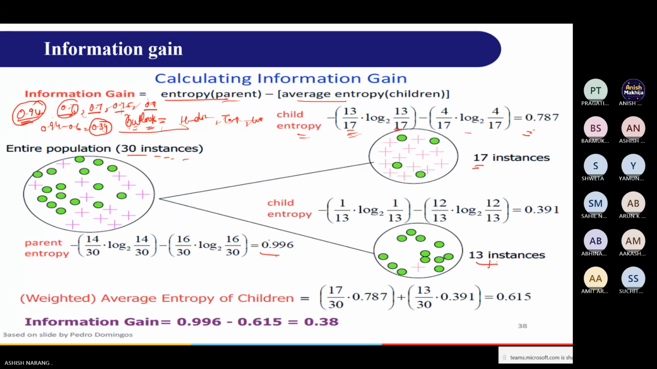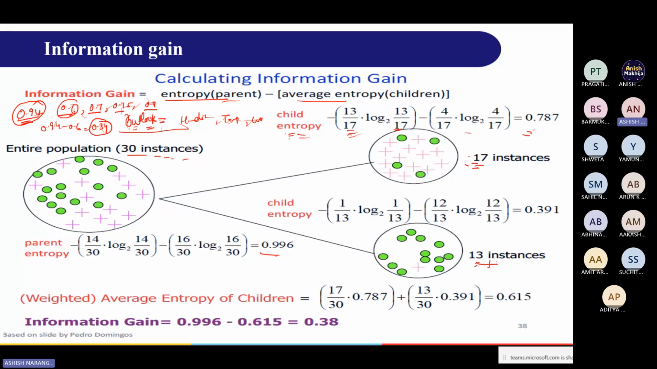Now, what is the average entropy? If I take one value, how many records are there here? 17. If I take the other value, there are 13. So 17 by 30 times the value this is generating, plus 13 by 30 times the value this is generating. It is a weighted average kind of thing we are doing. And overall we are calculating the information gain for this particular attribute. This is for one attribute. How to calculate information gain, I will take an example data set and showcase it also.